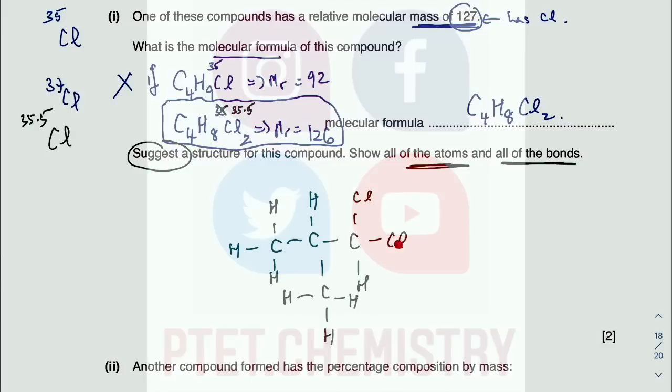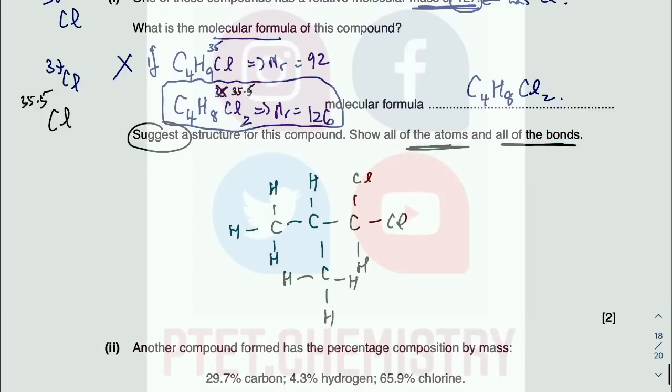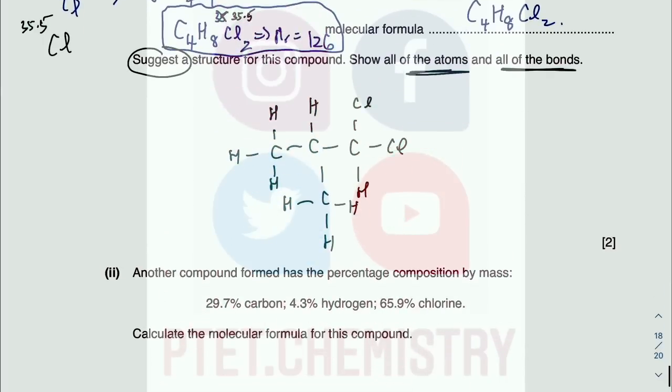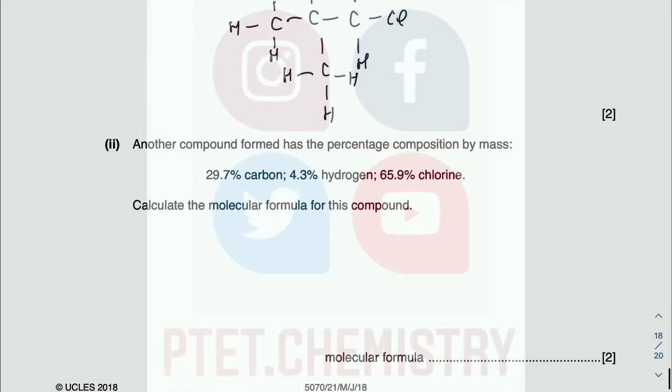Will it be 2 chlorine then? Don't know. Will it be 1 chlorine then? Don't know. Suggest a structure. Does it have this formula? Of course it does. 4 carbon, 1, 2, 3, 4, 5, 6, 7, 8. Add hydrogen, 2 chlorine. Yeah, that's fine. Okay, it's just suggest, alright? These are the kind of questions that will make you think a little bit more, yeah?